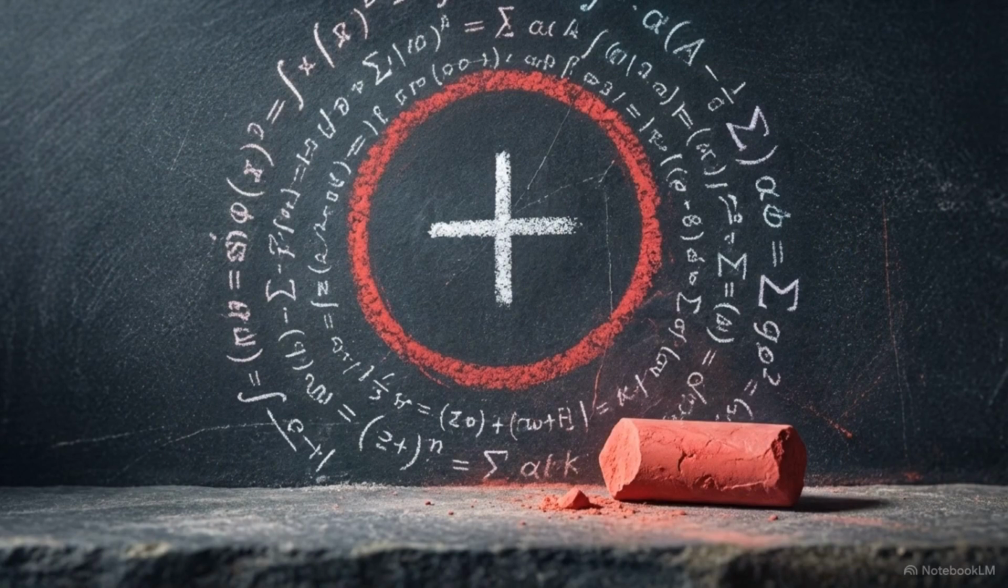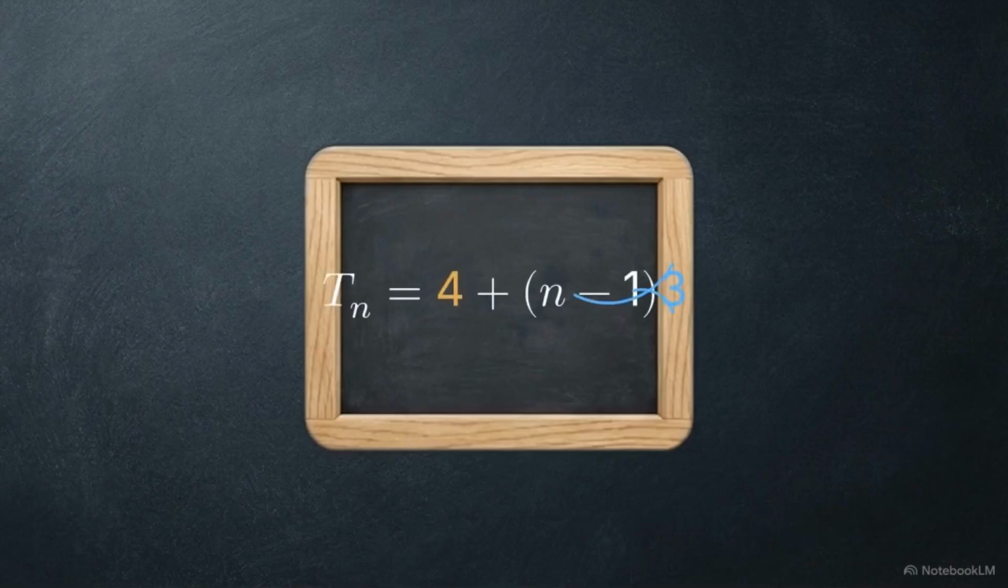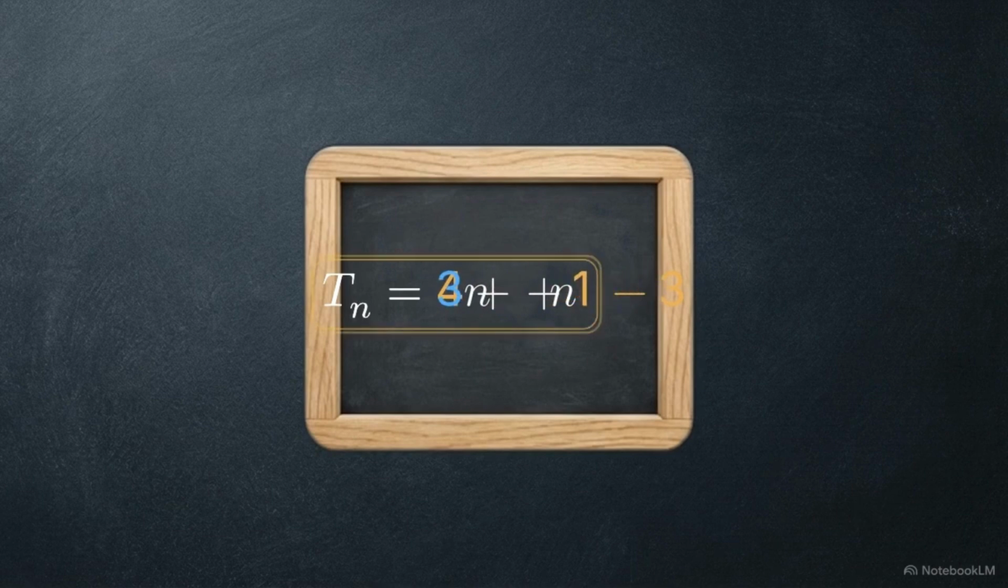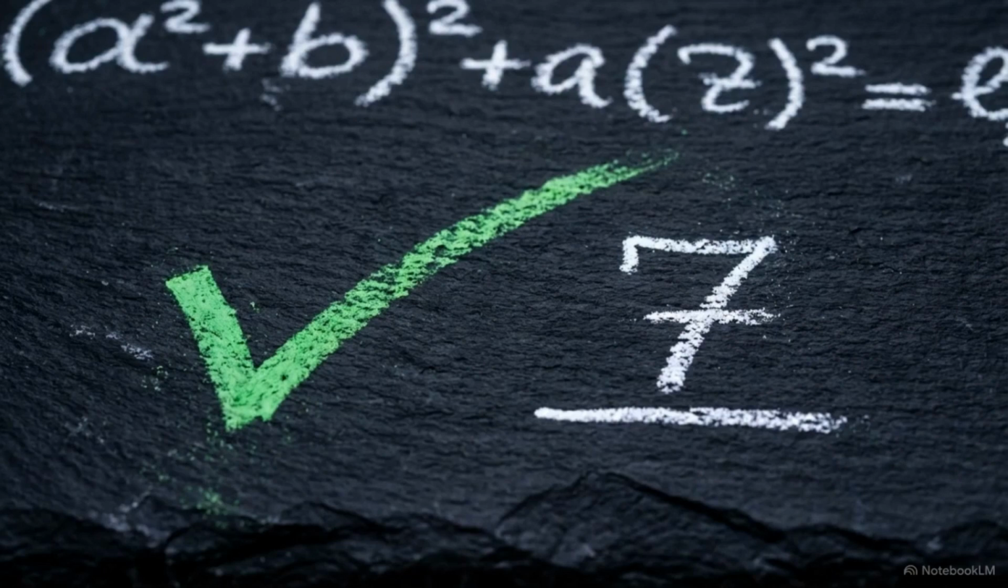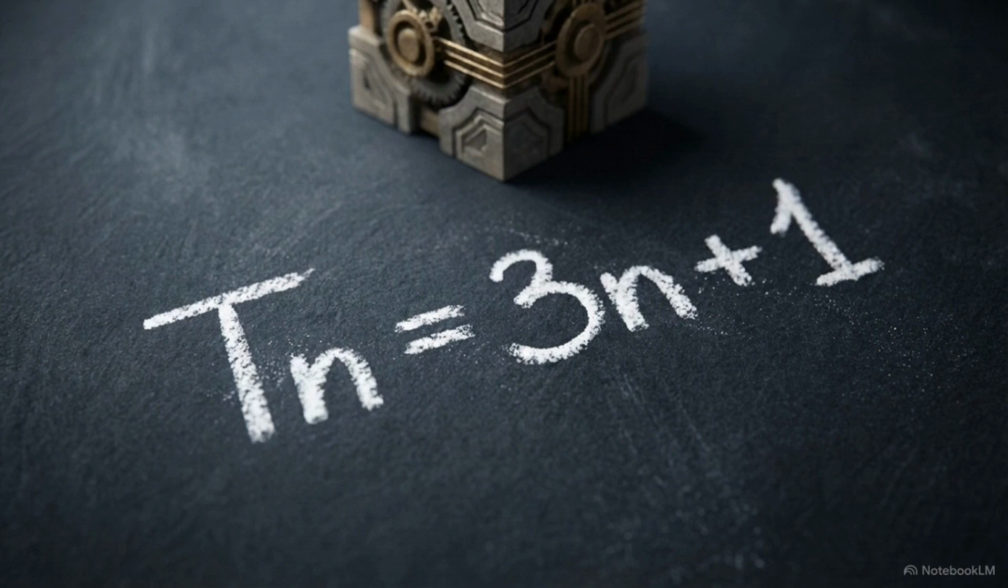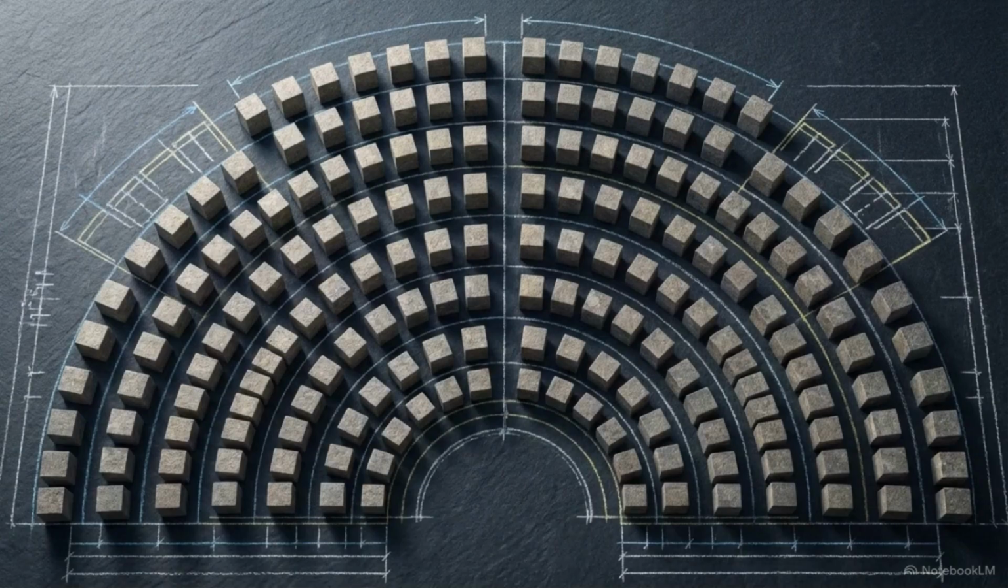We distribute that difference of 3 into the parentheses. Be careful with your signs here. That gives us Tn equals 4 plus 3n minus 3. Combining the numbers, we arrive at our final rule. Tn equals 3n plus 1. We can run a quick sanity check to verify this. If we plug in 2 for n to find the second term, we get 3 times 2 plus 1, which equals 7. The formula works. Building this master equation turns a simple list of numbers into an instantly solvable mathematical law.